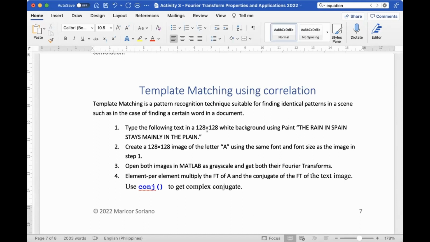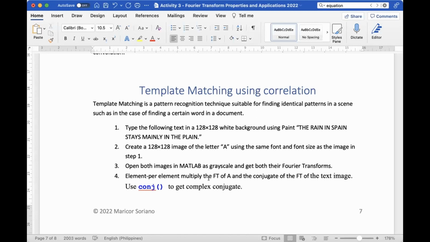So type in the following text in a 128 by 128 white background using paint. The rain in Spain stays mainly in the plain. Create a 128 by 128 image of the letter A using the same font and the same size as the image in step 1. It has to be the same font and same size. Ano? Put the A in the middle of that blank 128 by 128. Open both images in MATLAB as grayscale and get both their Fourier transforms.